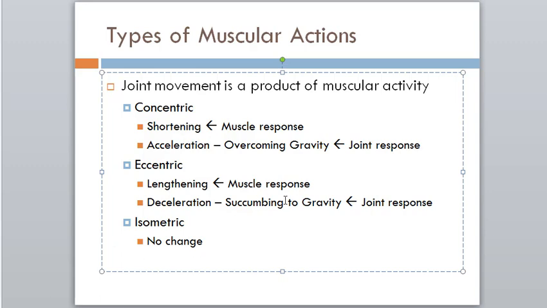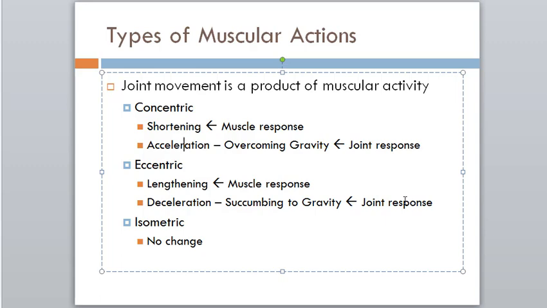If you're going with gravity, succumbing to gravity, and you're moving slower than gravity, then you are decelerating. So anytime you're moving faster than gravity or overcoming gravity, that is a concentric muscle contraction. And then anytime you're going with gravity, gravity's pulling down, your joint response is the same. It's going in the same direction, but it's moving slower.